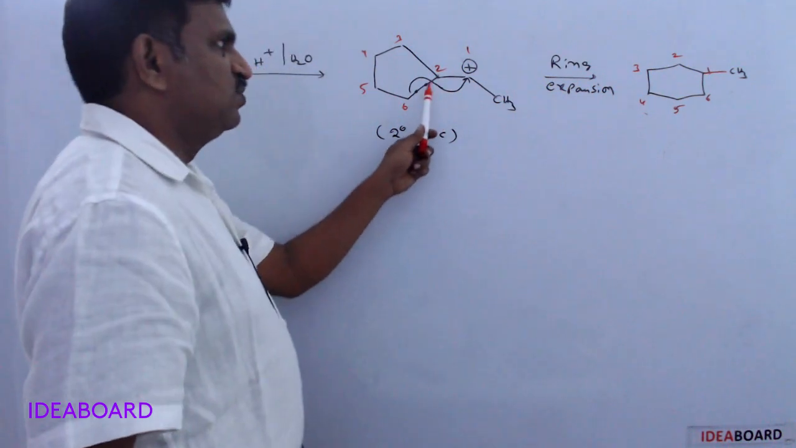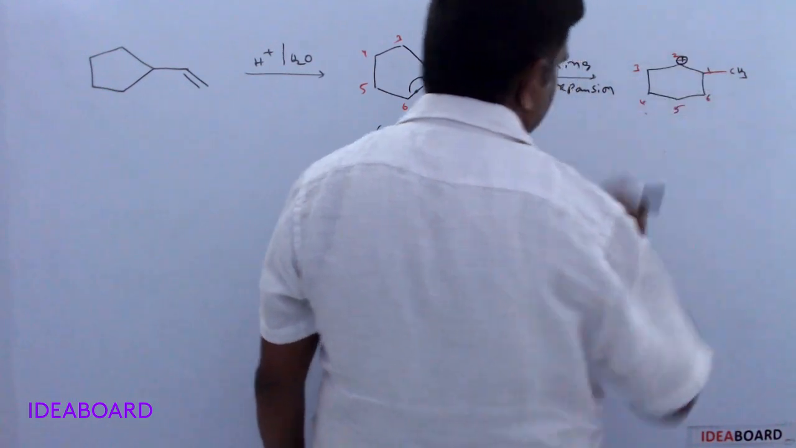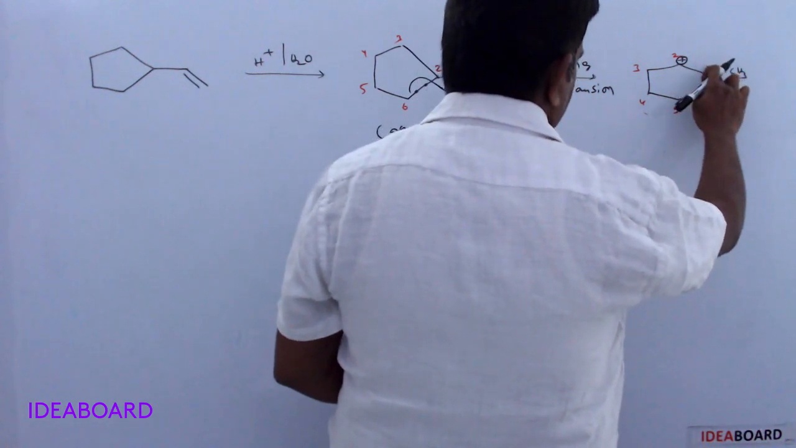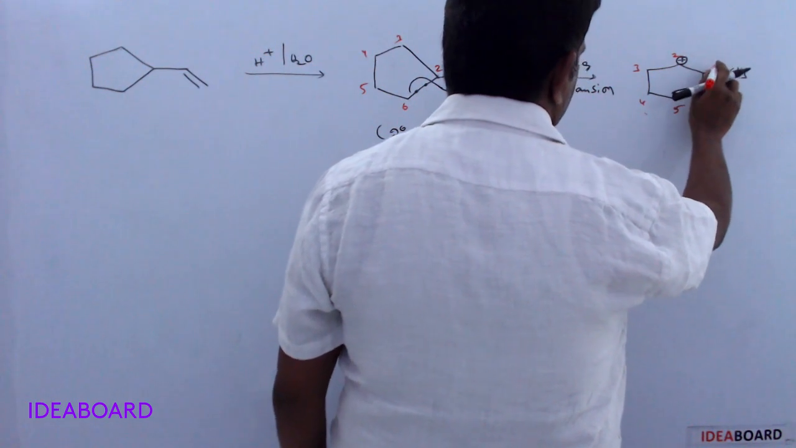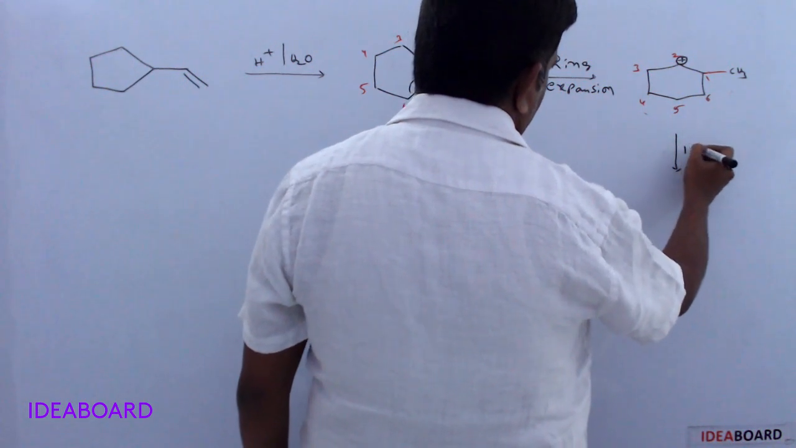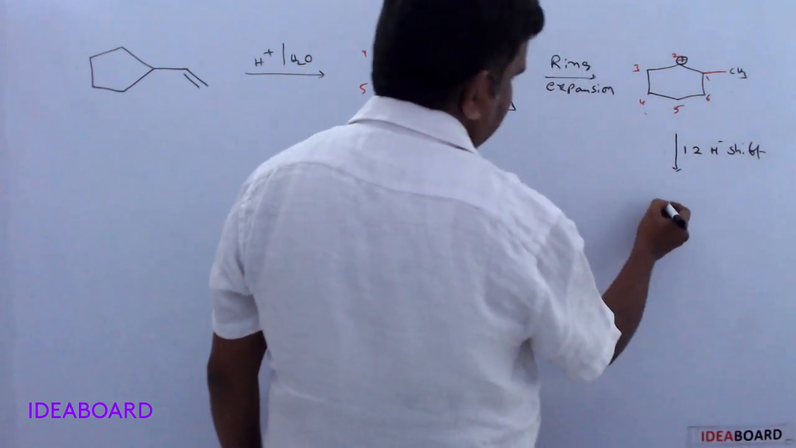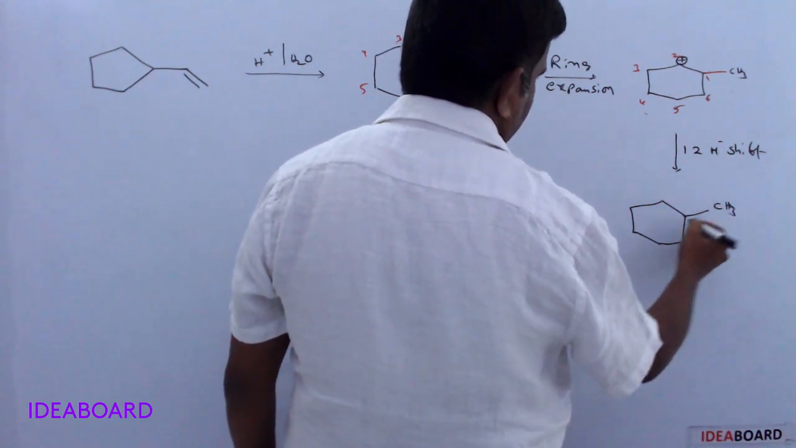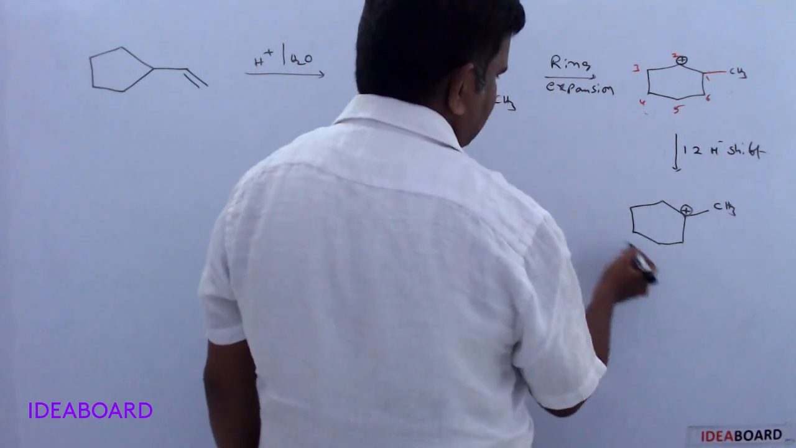Next, the second carbon loses the electron, so the second carbon now gets the positive charge. Here there is one more hydrogen on the first carbon, which is a tertiary carbon. So a 1,2 hydride shift occurs. After the 1,2 hydride shift, this converts into a tertiary carbocation, and now the carbon gets the positive charge.